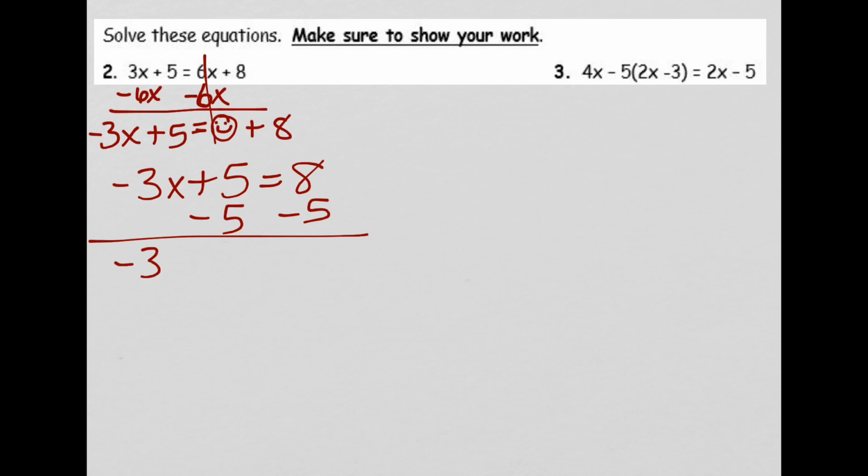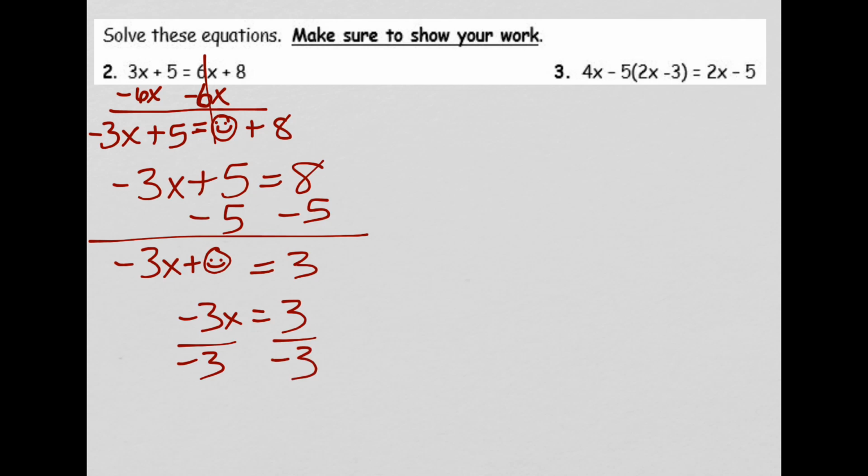And I have negative 3x equals 3. Because guess what? Don't just do that. No, that adds up to be 0. And yay for 0. Okay, 3x plus 0 is negative 3x, I mean. Negative 3x equals 3. Divide both sides by negative 3.